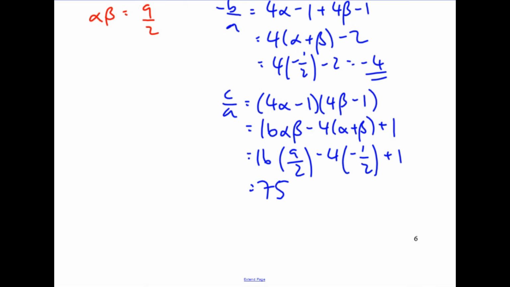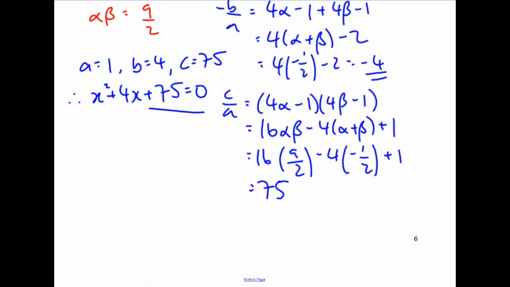We've got two equations with three unknowns, so I'm free to pick A to be whatever I want it to be. So these are all integers, so it makes sense to pick A to be one. If you've got fractions, it might make sense to pick A to be the denominator instead. If A is 1, that tells me minus B equals minus 4, so B equals 4. And if A is 1, that tells me C equals 75. So my new equation is 1x squared plus 4x plus 75 equals 0.